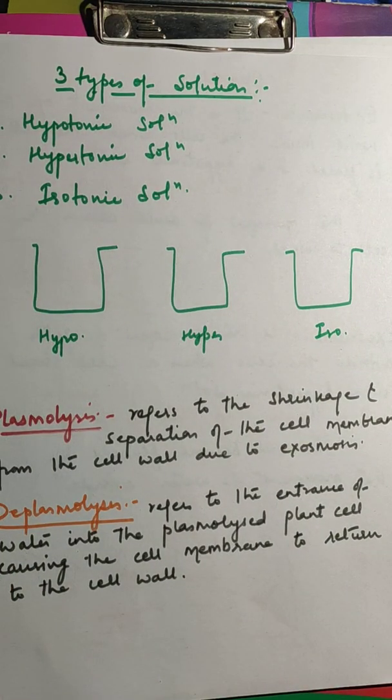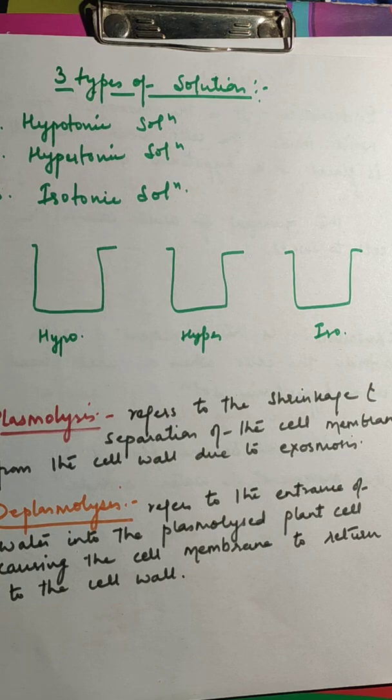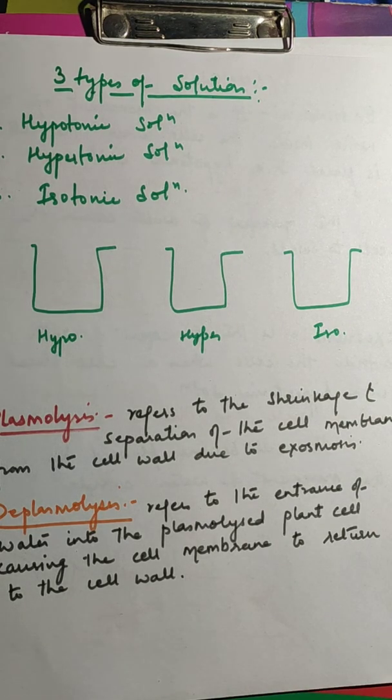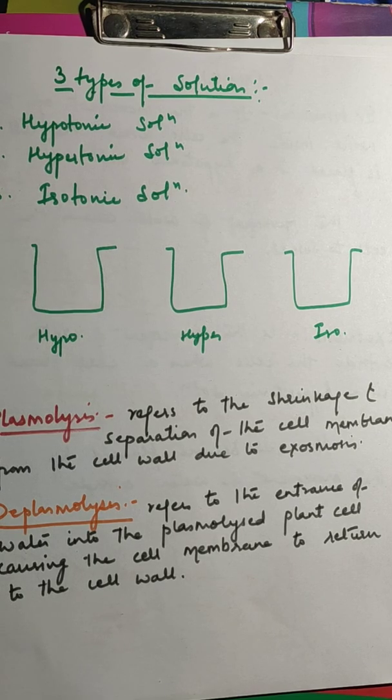Next topic is three types of solutions. What are the three types of solutions? Hypotonic, hypertonic and isotonic. As I already explained a little bit about hypotonic and hypertonic while explaining endosmosis and exosmosis. When we study osmosis, there are generally three very important terms: hypotonic, hypertonic and isotonic. This is a very important topic, and one question will definitely come in exams.